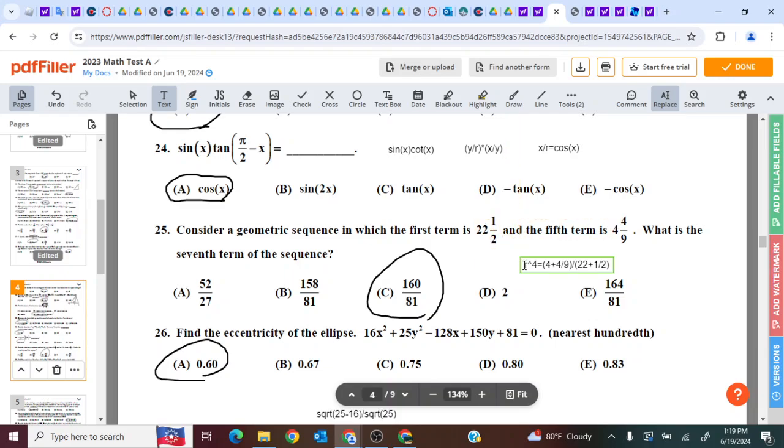And then once you have that, you multiply that 0th term by r powered to 7 to get to the 7th term, convert it to a fraction, and you'll get 160 over 81.